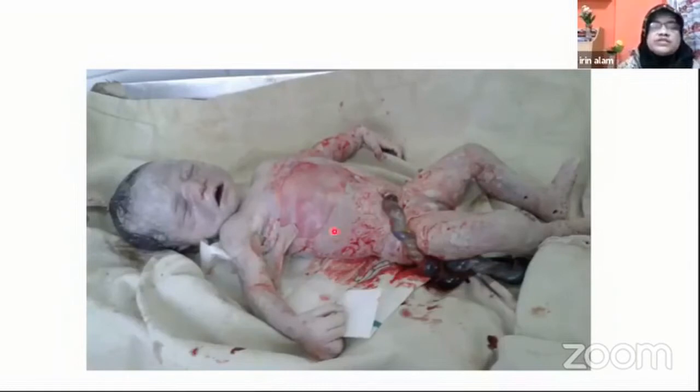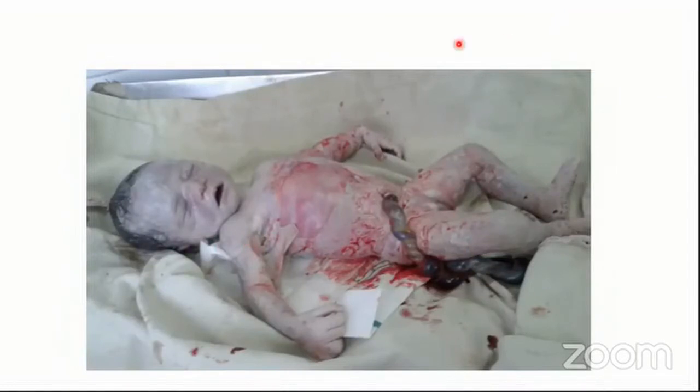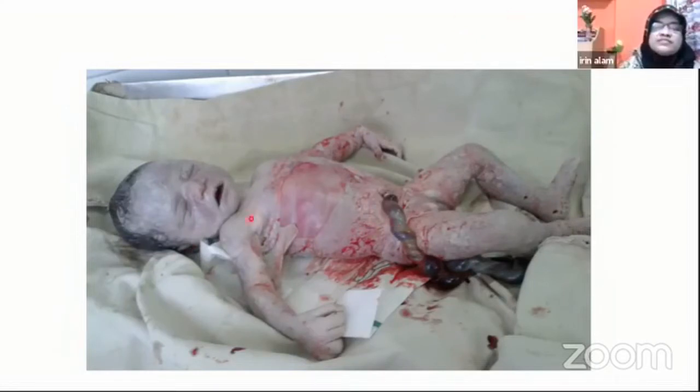Can you see the picture? Yes, ma'am. What is this picture? Can you tell? The skin is peeled and the umbilical cord is like this. This is a picture of intrauterine death of the fetus. That means IUD. Then a question may come, what are the causes of IUD?